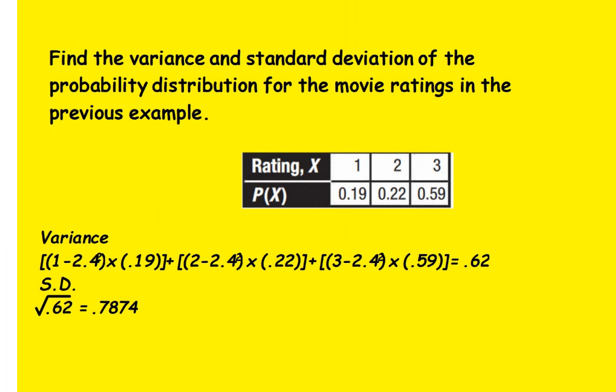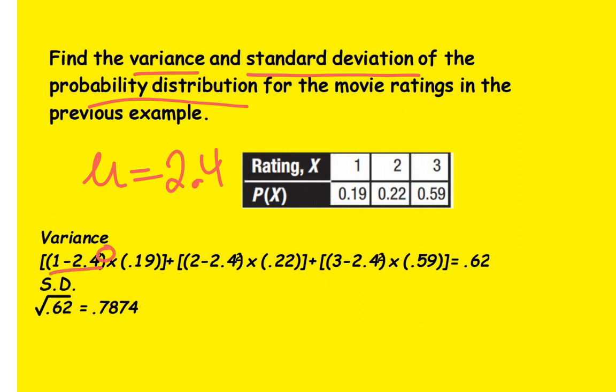So continuing with the same problem that we just dealt with, mu was equal to 2.4. Same thing, we want to find the variance and the standard deviation of the probability distribution for the movie rating in the previous example. I'm going to take 1 minus 2.4 and square it, and multiply by its probability. Then 2 minus 2.4, square it, multiply by its probability here. And then 3 minus 2.4 times its probability there. Oh yeah, don't forget the square. Add all those up, we get 0.62. Now to get the standard deviation, take the square root of it, it's 0.7874.